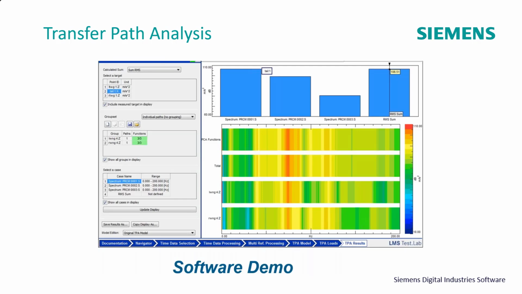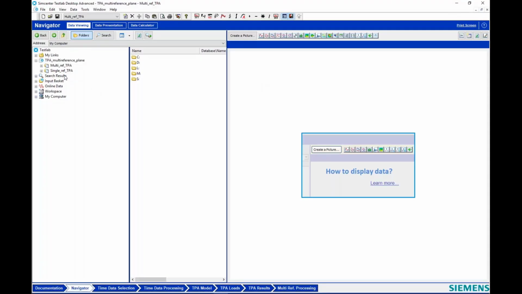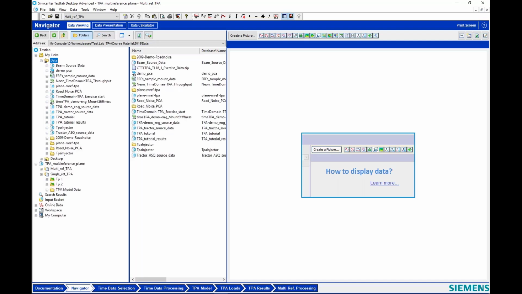So I'm going to do a demo now and switch to TPA. And put my TPA here. And I don't currently have anything in the input basket. So let me put some data in the input basket. So I just restarted my test lab. So I'm going to add throughput data into the input basket because I need to calculate cross powers.